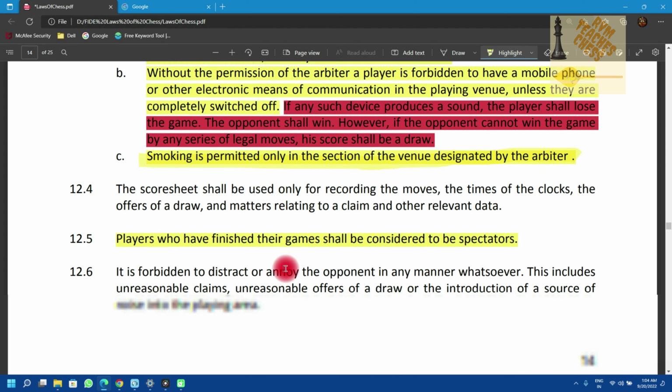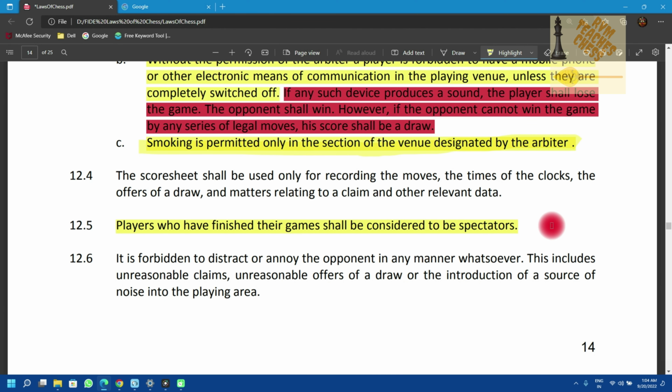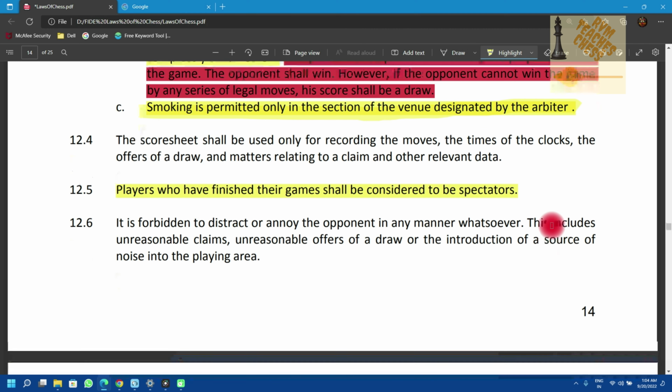Players who have finished their game shall be considered to be spectators. So once you have completed a game, you should not go here and there and create problems for other players, disturbing them. You're considered as one among the audience, and you should stay as far away from the players as possible. Go sit in the spectator hall if you want to watch and follow the games, and don't stay in the main tournament venue hall.